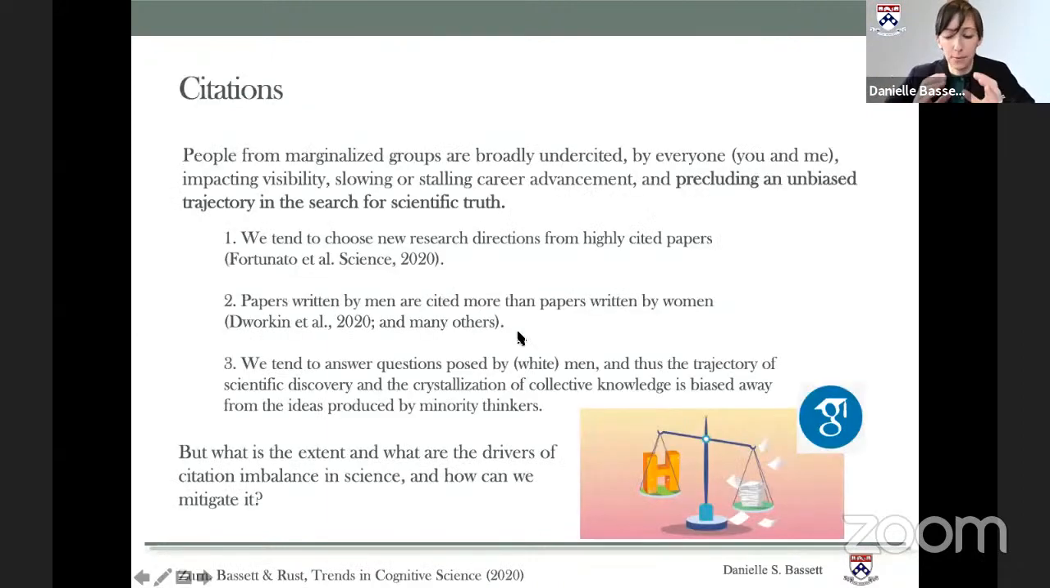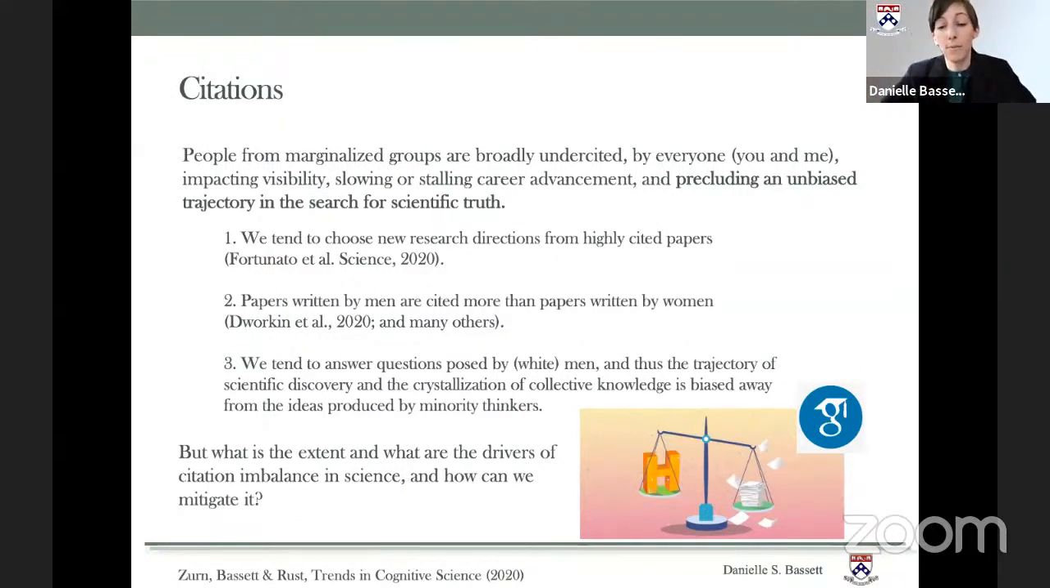So one example of an imbalance that can be caused by each of us, and therefore an imbalance that each of us can fix by our own actions, is the imbalance in citations. People from marginalized groups are broadly undercited by all of us, impacting their visibility, slowing or stalling their career advancement, and precluding an unbiased trajectory in the search for scientific truth, what we were noting as makes a good scientist.